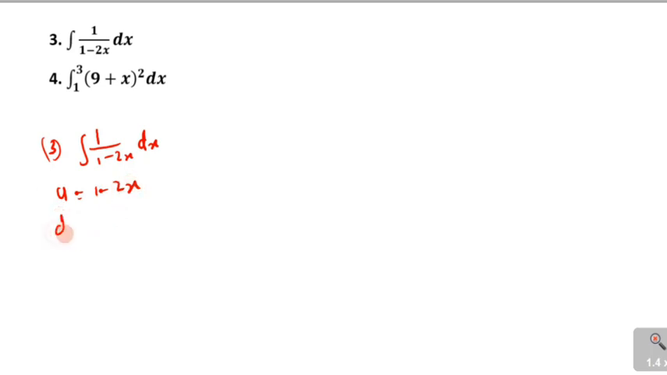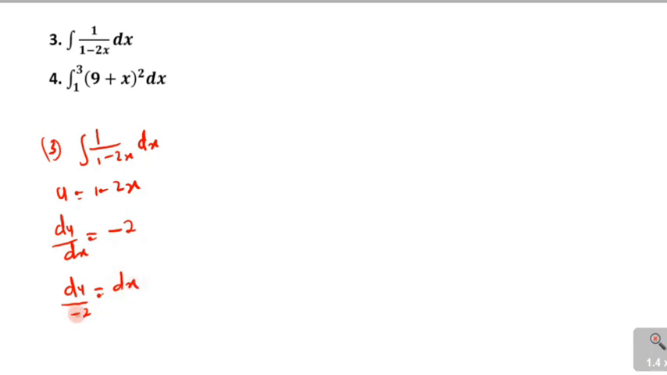So du dx would be equal to, when you differentiate, this is a constant, so that's going to be 0. When I differentiate minus 2x, that's going to give me minus 2. So I'm going to make the dx the subject, because all I have to do is substitute whatever value I have for the dx here. So if I move this up, I'll move this down. So I'm going to have du over minus 2 equals the dx.